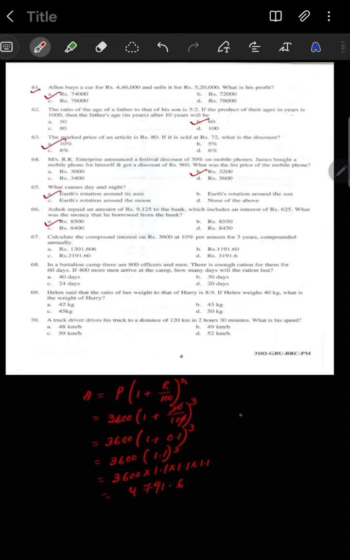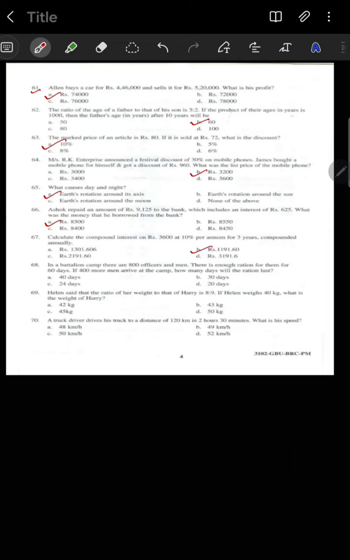Then in the question they ask for the compound interest. So compound interest is equal to the total amount minus the principal amount. The total amount is 4791.6 minus the principal amount, which is 3600. If you subtract these values, you will get 1191.6. So option B is going to be the correct option.